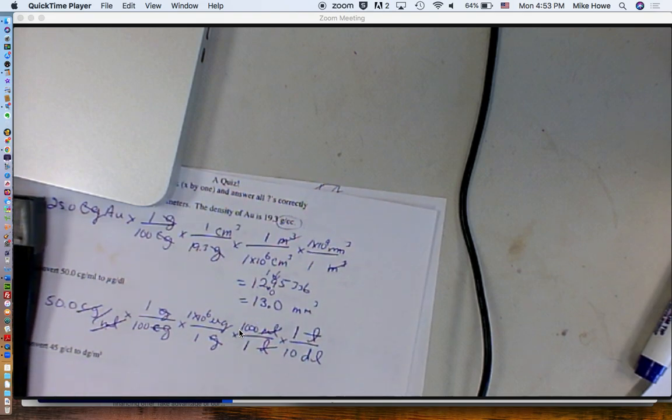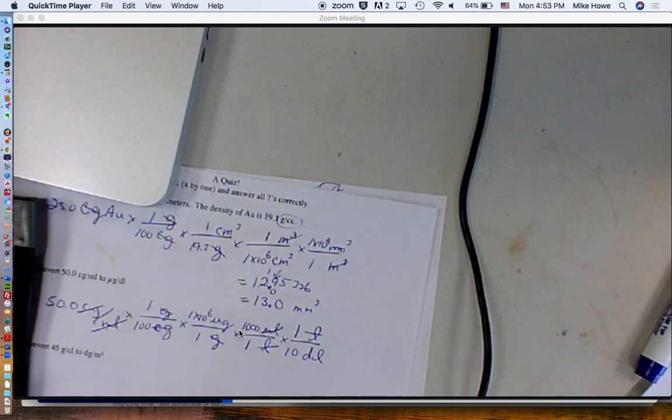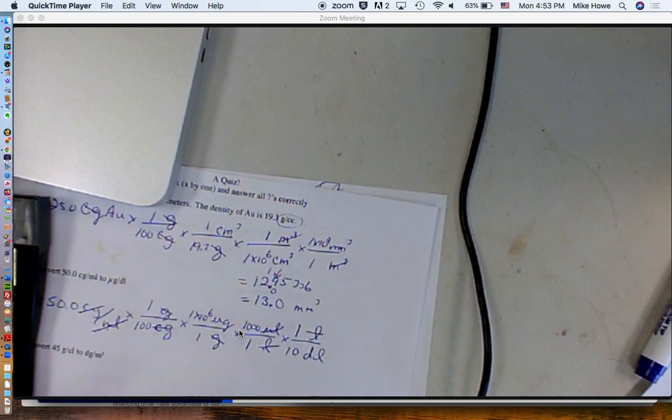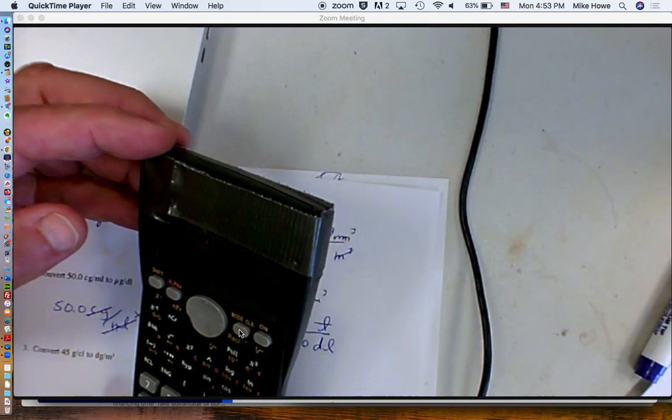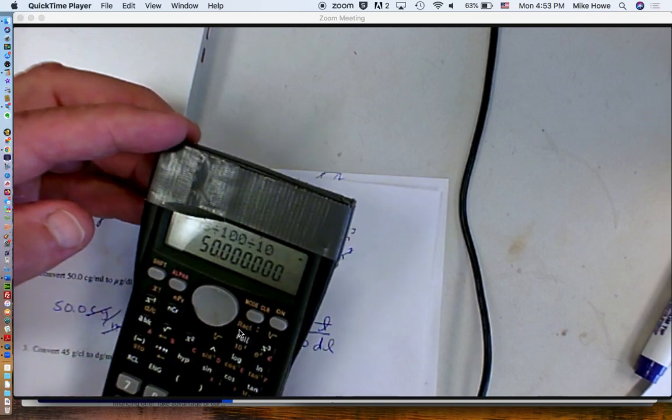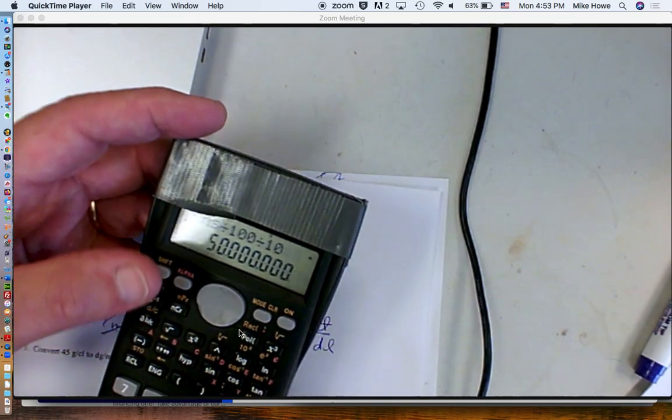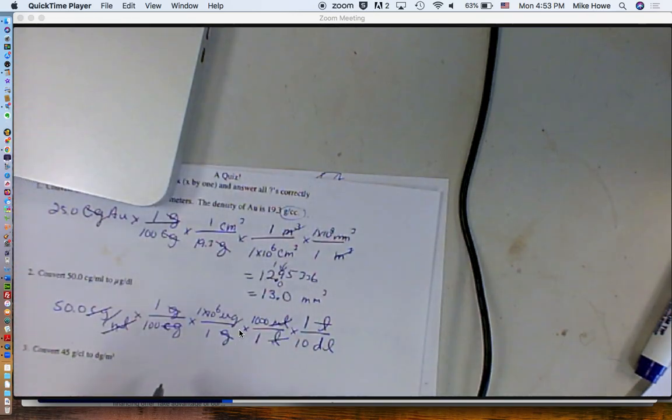So I'm going to have 50 multiplied by a million multiplied by 1,000. And across the top, I get 5 times 10 to the 10th. Now I can divide by 100 and divide by 10. Divided by 100 divided by 10 equals, it looks like the answer is 50 million. I don't know if you can see it, there's a little comma right there on this calculator, so 50 million.